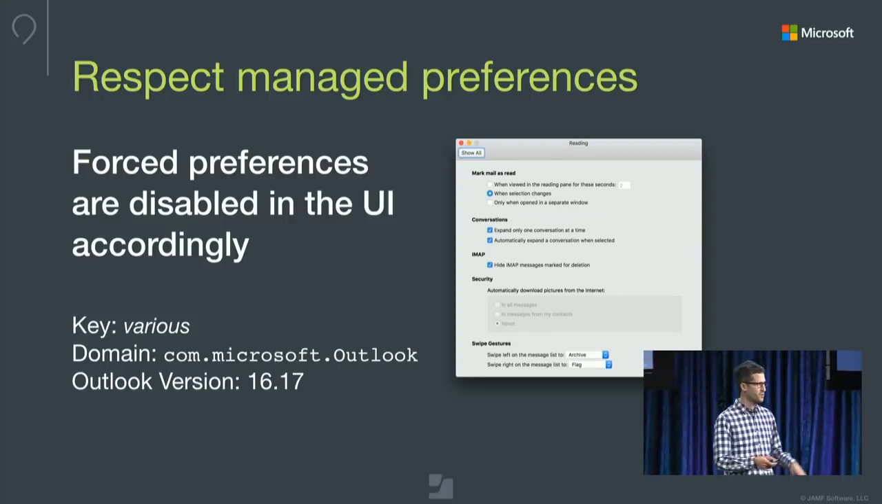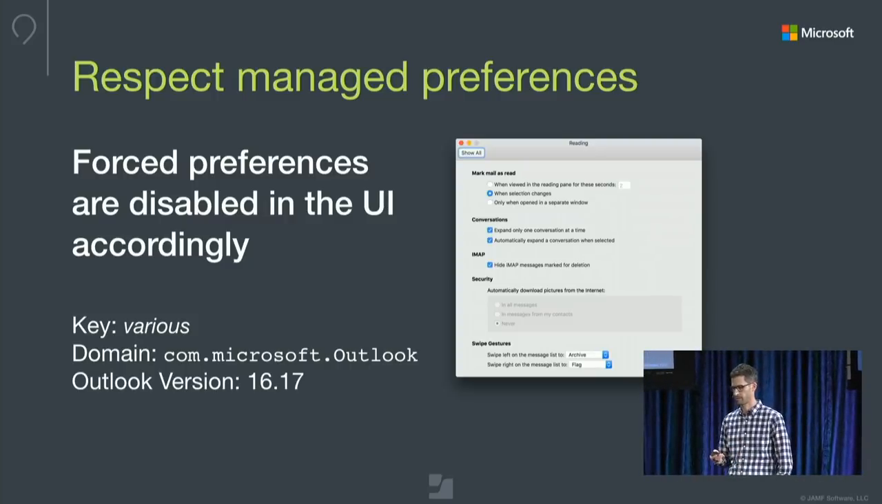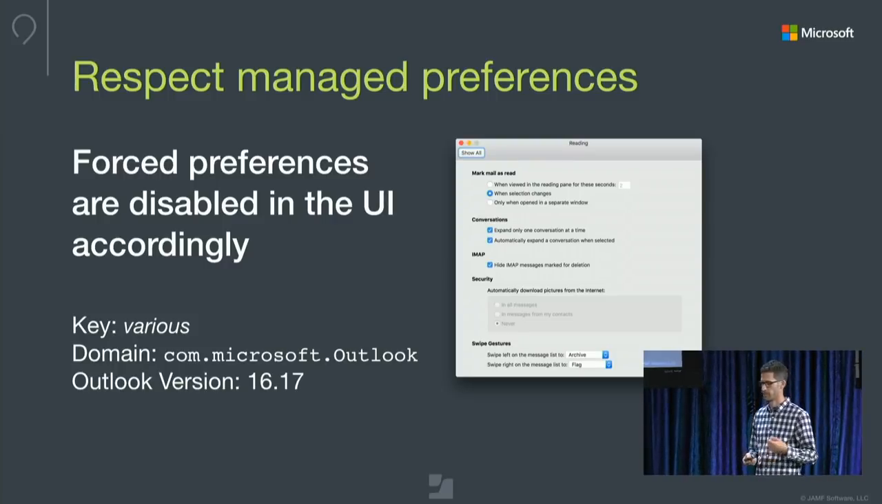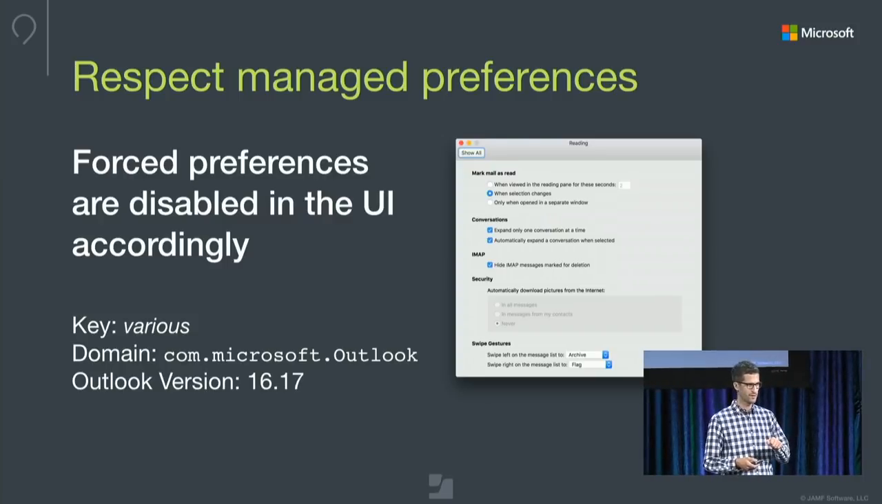OK. So those were all around account configuration and setup. The other area where we're making changes based on the feedback from the admin community and all the customers we've been talking to recently is being able to manage in-app settings within Outlook. We have some preferences out there documented, but in the past you haven't been able to set that preference as forced, meaning in the UI it's disabled. A common example is the automatic download of images from the internet, where you could set it to never, but an end user could just change it. And then on relaunch, it would go back to never, and it would confuse users.